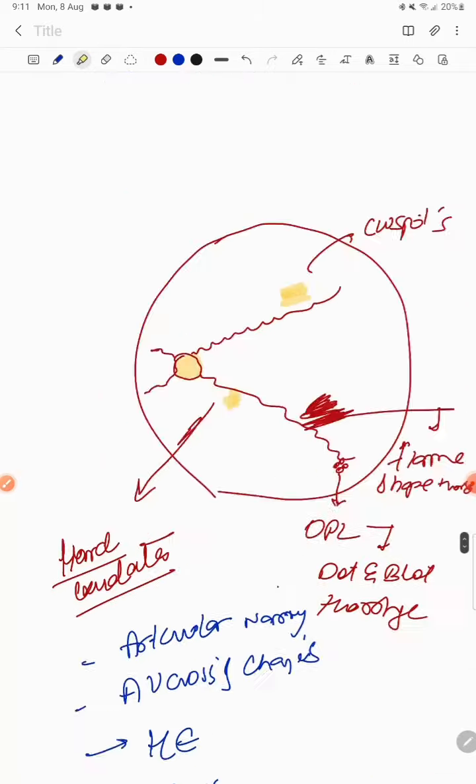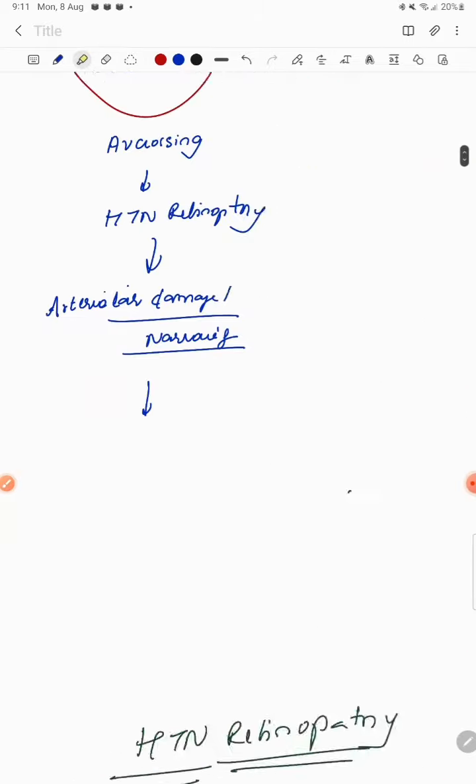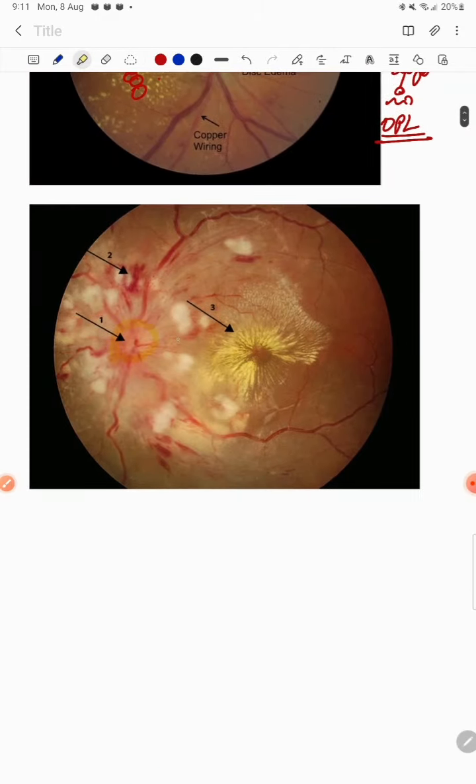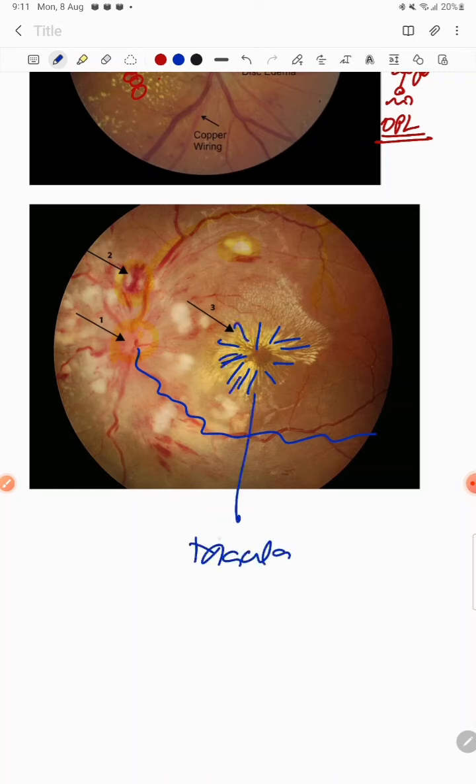So this is the image. Yes, there is disc edema, cotton wool spots, and this is the flame shaped hemorrhage. See, your vessels have become full tortuous, but I can't see the arteries that properly here. And here there is a radial arrangement of hard exudates, which is called the macular star.